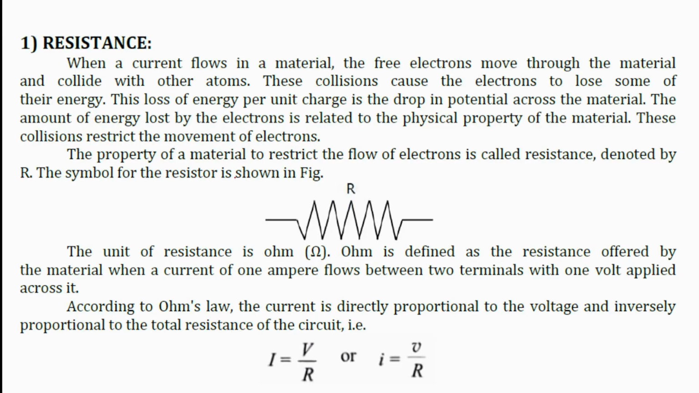Now coming to the resistance. Any property of a material that restricts the flow of electrons is called resistance, and it is generally represented by the symbol R. This is the resistance symbol, and the unit of resistance is ohm. The resistance offered by a material when a current of 1 ampere flows between two terminals with 1 volt applied across it is one ohm. According to Ohm's law, current is directly proportional to voltage and inversely proportional to the total resistance of the circuit.